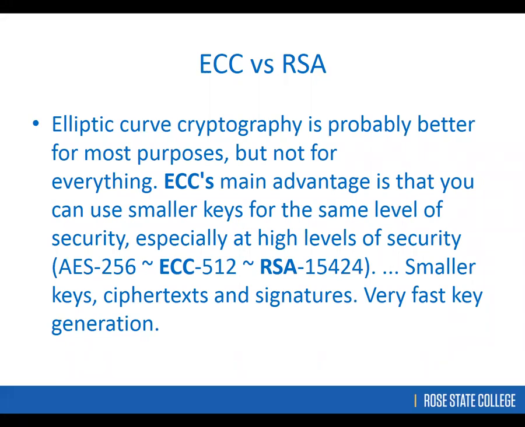So elliptic curve cryptography is probably better for most purposes, but not everything. It says ECC's main advantage is you can use smaller keys for the same level of security, especially at high levels of security, like AES, ECC, and RSA. It also says similar keys and signatures, but very fast key generation. So ECC allows you to use a smaller key to get the same level of encryption, so it makes it faster because you have a smaller key. Once we get into DES, which we haven't done yet, you'll see there's a lot of work involved in that. And if you have larger keys, it'll take longer.